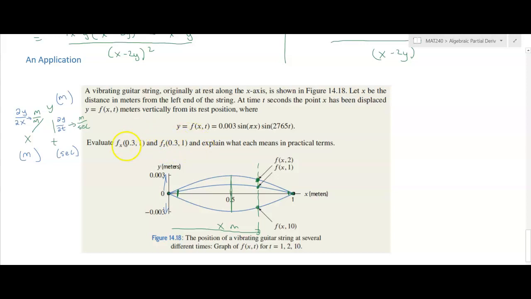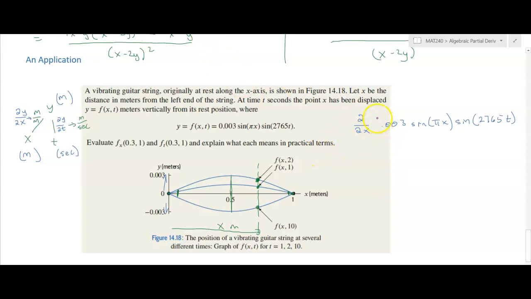Now, just as in Calculus 1, we can't do any substitutions until we've taken partial derivatives. So let's start with that. So to take the derivative of f of x, t with respect to x, the derivative with respect to x of 0.003 sine of pi x times sine of 2765 t. And since we're taking the derivative with respect to x, anything that does not contain an x in it is technically a constant.